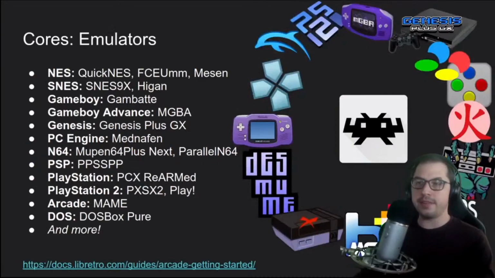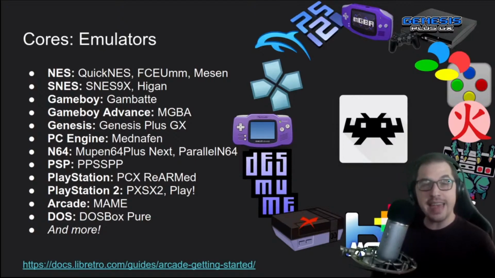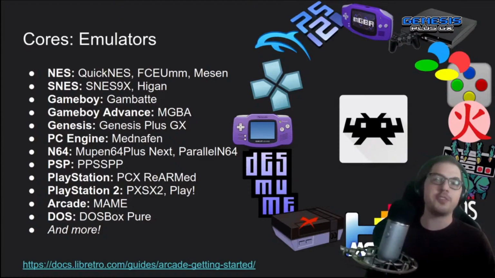Some of my favorite emulators out there: I'd like to shout out Mesen for NES, Higan for SNES, mGBA for Game Boy Advance, Parallel for N64, PCSX2 for PlayStation 2. These are just a few examples of emulators that have created LibRetro cores. And while the standalone application exists, the LibRetro core allows LibRetro front ends to use them.